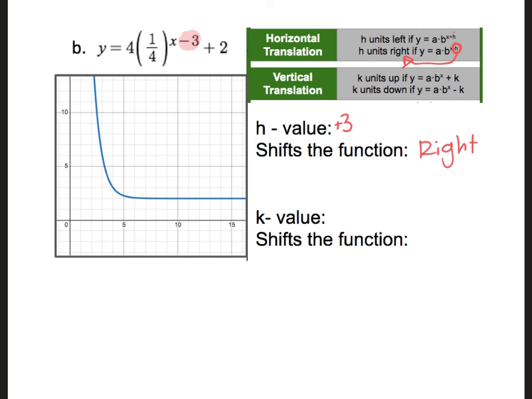For our k value, it's going to be that number after our equation being added or subtracted. In this case, it's a positive 2. My k value shifts it up or down, and since it's a positive number, it's going to go up 2. So my graph went over 3 to the right and up 2 based on this equation.